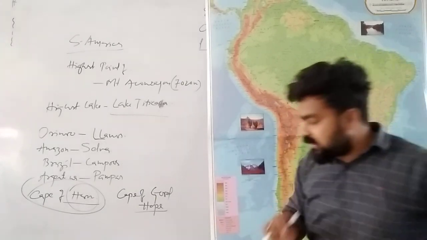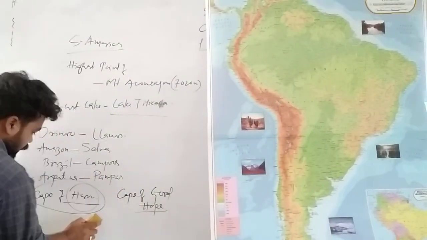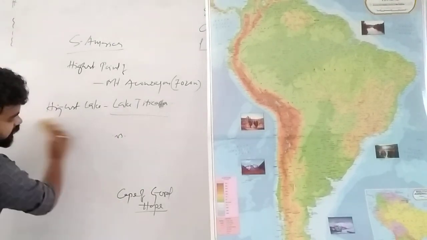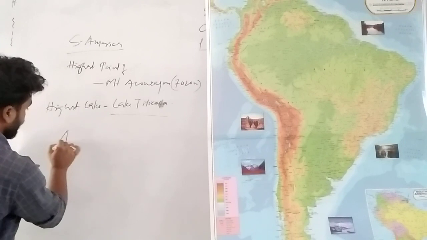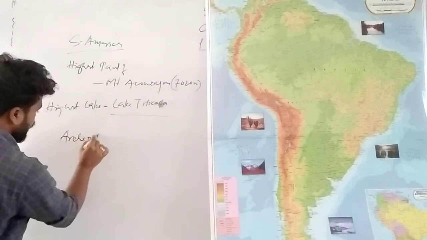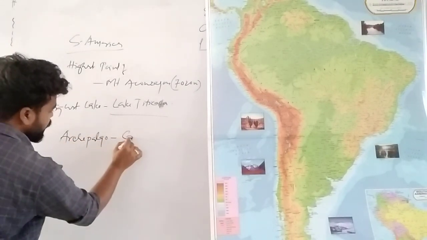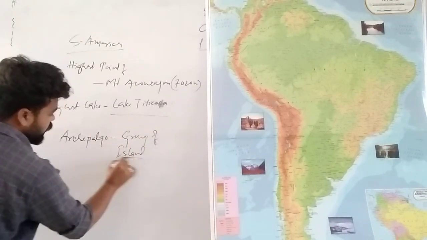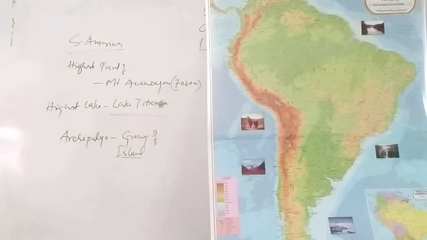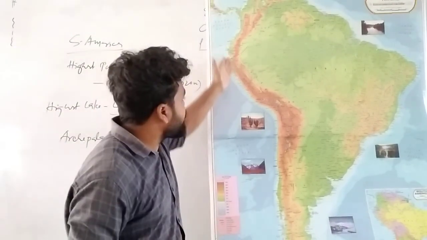What is the meaning of archipelago? Do you know the meaning of archipelago? Okay, let's discuss what is the meaning of archipelago. Archipelago means a group of islands. A group of islands is called an archipelago. Again, this is the Peru coast.